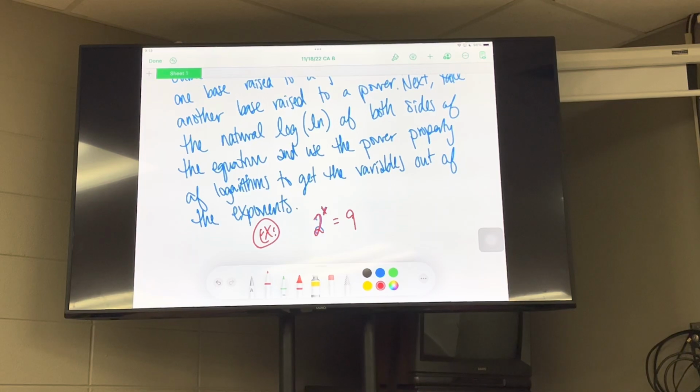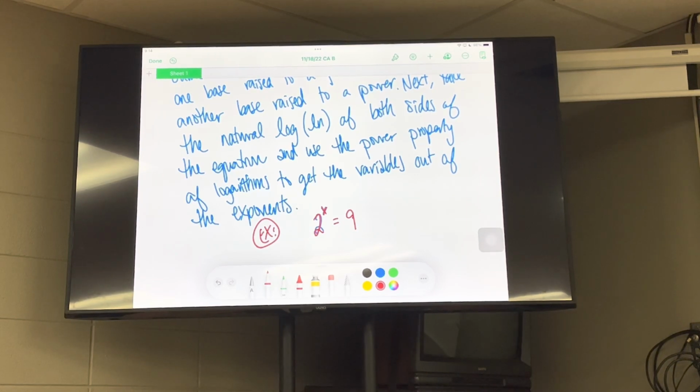Next, take the natural log of both sides. So take the ln of both sides. Now, this is not multiplication. Ln by itself, just ln, that's not a number, okay? That is like a function. You are taking the natural log of a number. You have to. So it's not multiplying it by e.